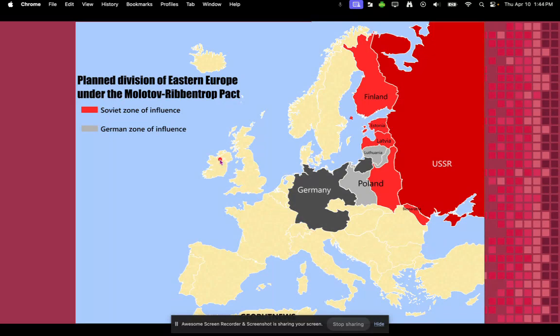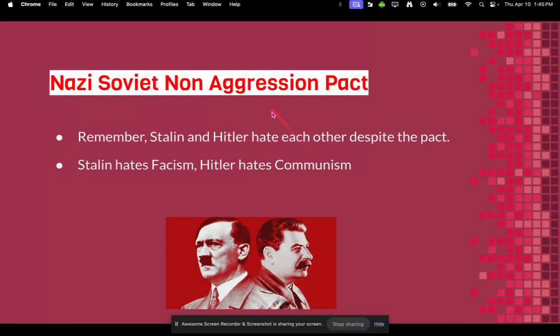So here is the division that Germany and Russia had come to an agreement on. Again, Germany would have the western part of Poland, Russia would have the eastern part of Poland. So, remember though, Stalin and Hitler hate each other despite them coming to agreement on this pact. Stalin hates fascism and Hitler hates communism.